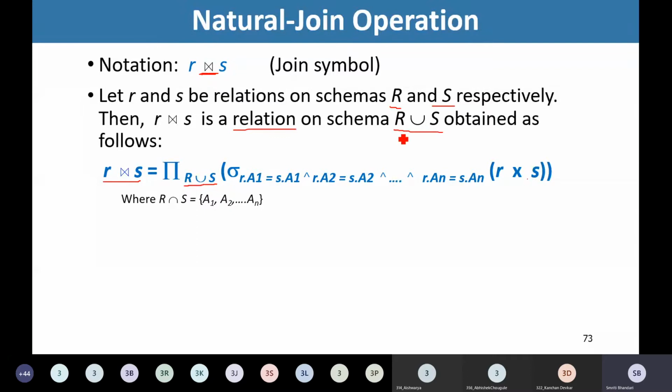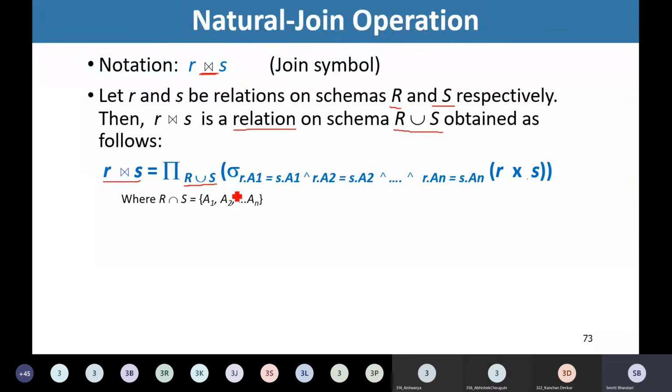What is R? R is the schema on which the relation R is defined. What is capital S? Capital S is the schema on which the relation S is defined. So our natural join is defined on the schema R union S. So we are writing the expression as the projection on R union S. This will provide us the list of attributes.